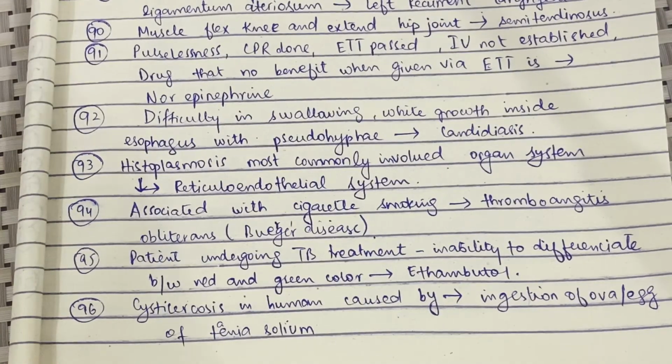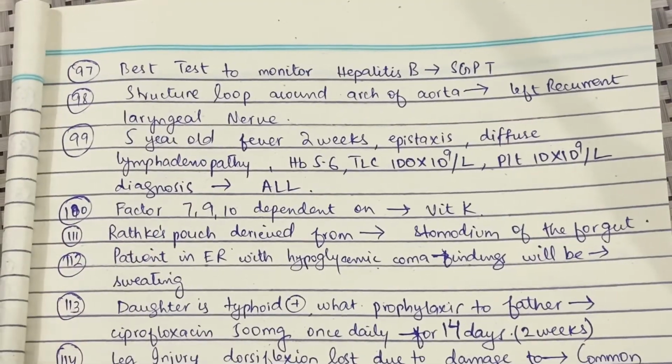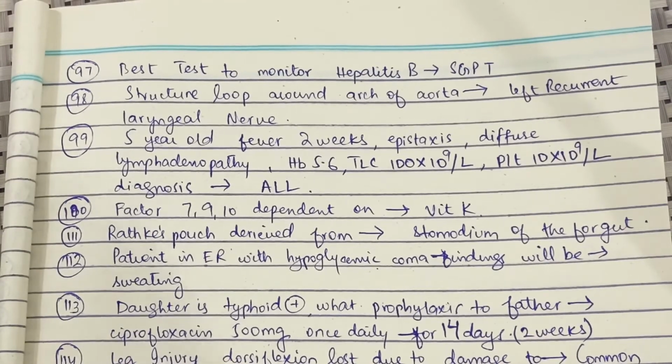Patient undergoing TB treatment, inability to differentiate between red and green color. The side effect of ethambutol. Cysticercosis in humans is caused by ingestion of ova or eggs of Taenia solium. Best test to monitor hepatitis B is SGPT. Structure that loops around the arch of aorta is left recurrent laryngeal nerve.